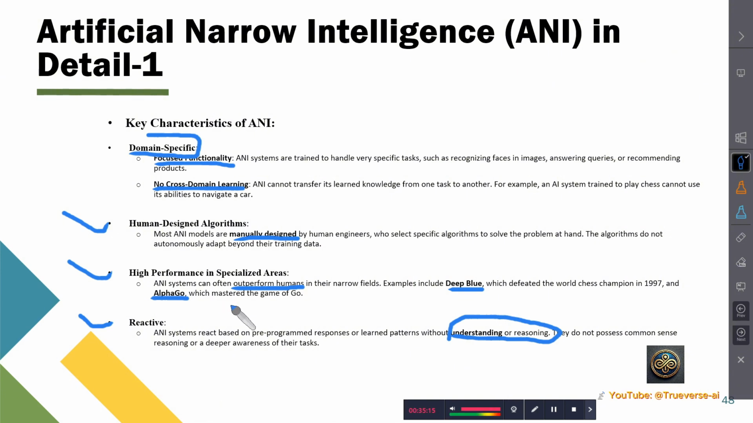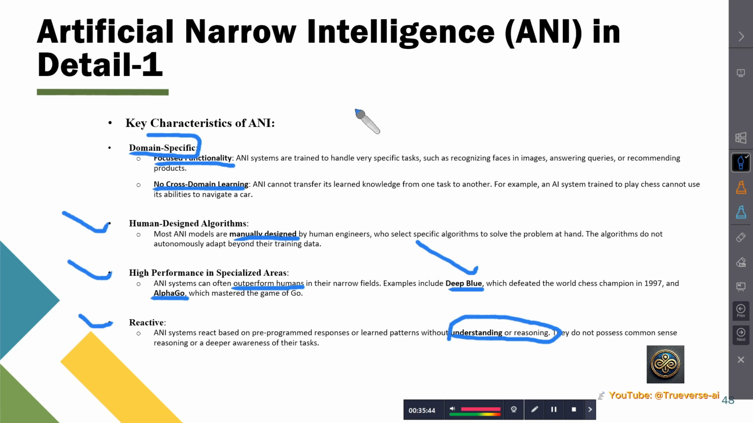So like Deep Blue, as we discussed, Deep Blue is a chess player. It can calculate millions of possible moves, but it does not understand why it is playing chess. This is the point. It follows the rules and reacts optimally, but without reasoning about its actions.